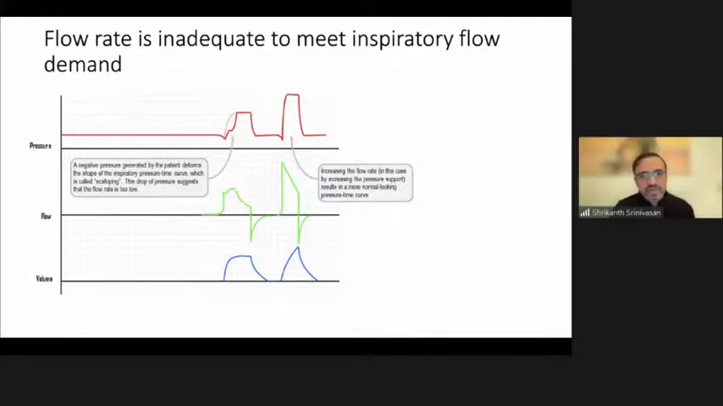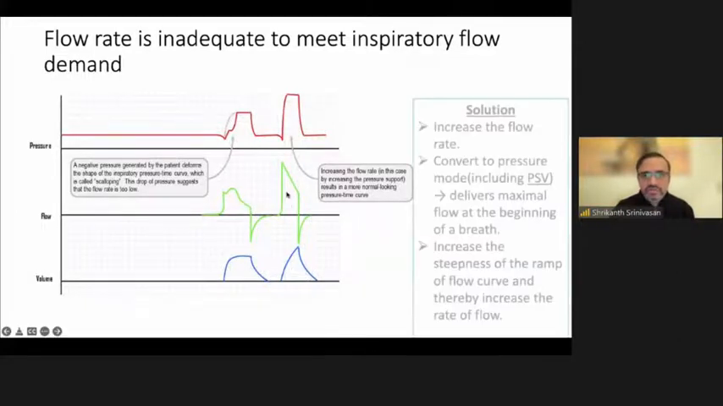This word is called scalloping. And it just suggests that the flow rate is too low. And once we increase the flow rate, and how do we do that? By increasing the pressure support. So that leads to a more normal looking pressure time curve. So this is a deranged kind, and this is a relatively normal kind of pressure time curve.